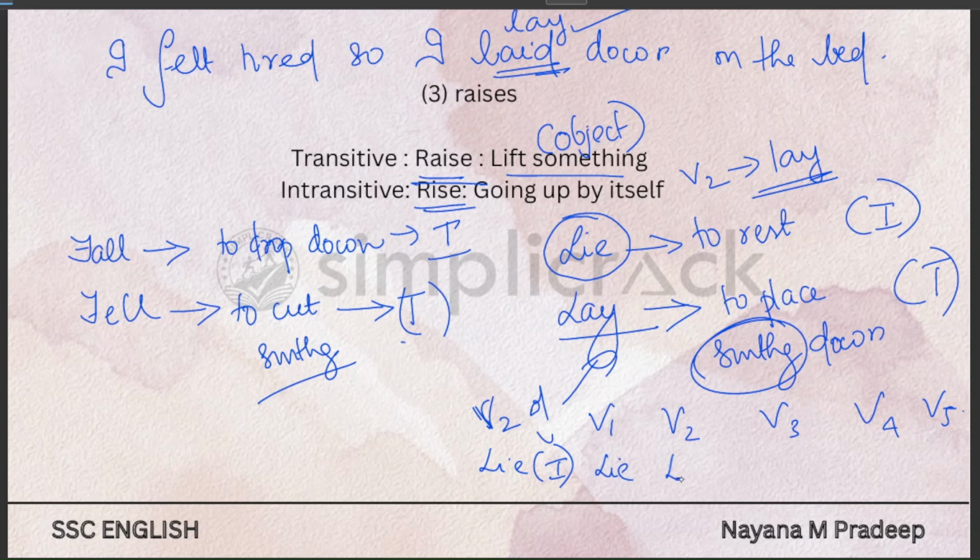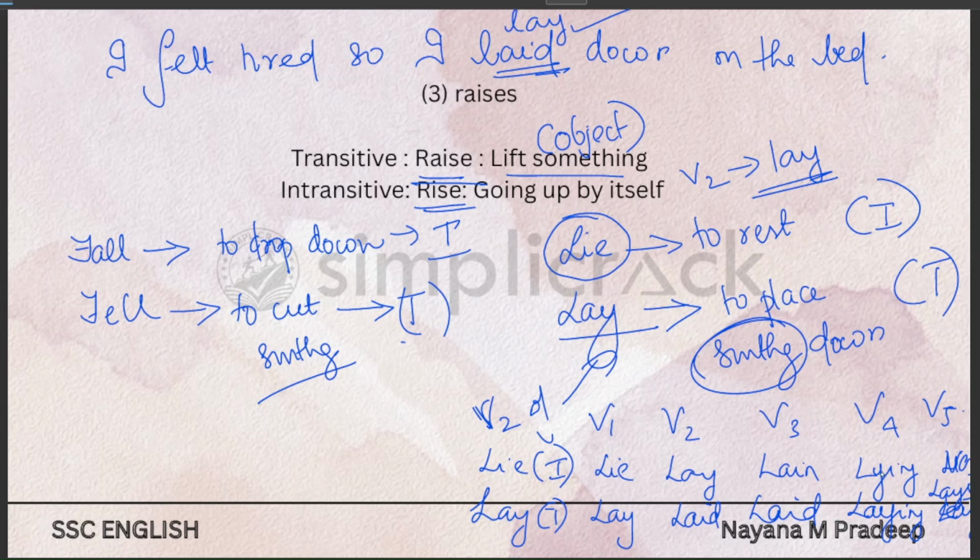V1 is lie, V2 is lay, V3 is lain, V4 is lying, and V5 is lies. Next, for lay, the transitive verb, you have lay, laid, laid, laying, and lays. So these are the 5 different verb forms of lie intransitive and lay transitive. Similarly, look up the 5 forms of fall and fell, raise and rise, etc. before you go for your exam.